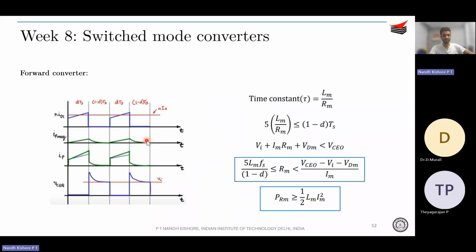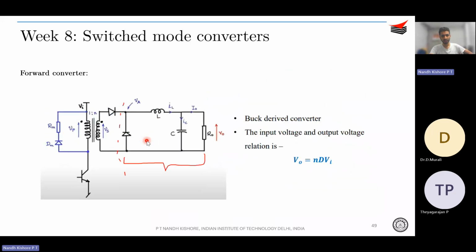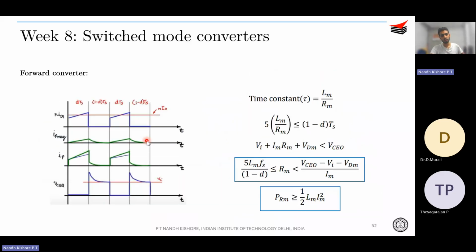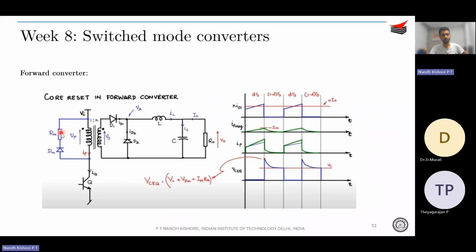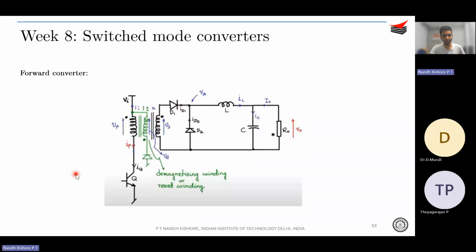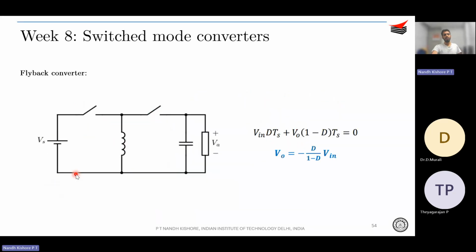The forward converter, as you can understand, was a buck-derived converter. We saw its waveforms, and we also saw the problem of core reset over here, and how we choose the value for RM so that core reset happens properly and the device rating is not exceeded. And another thing is the demagnetizing winding. Apart from that, we move on to the flyback converter.